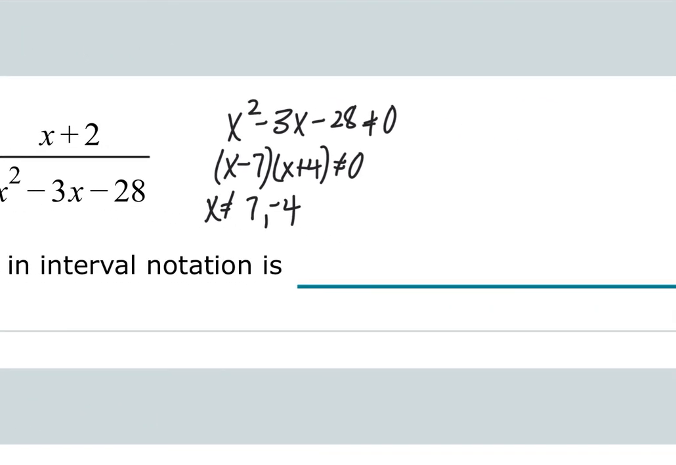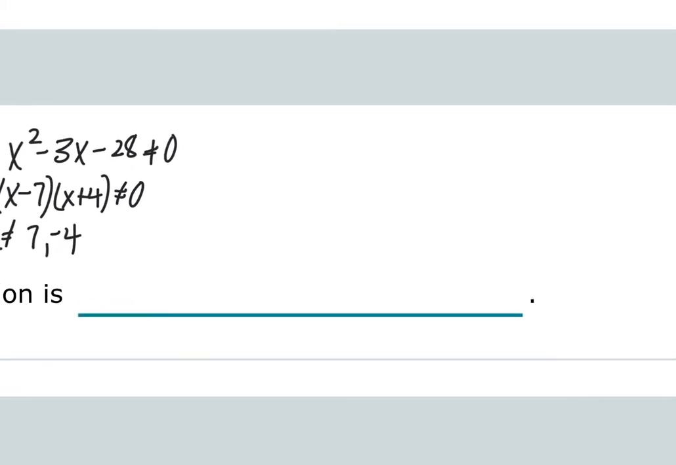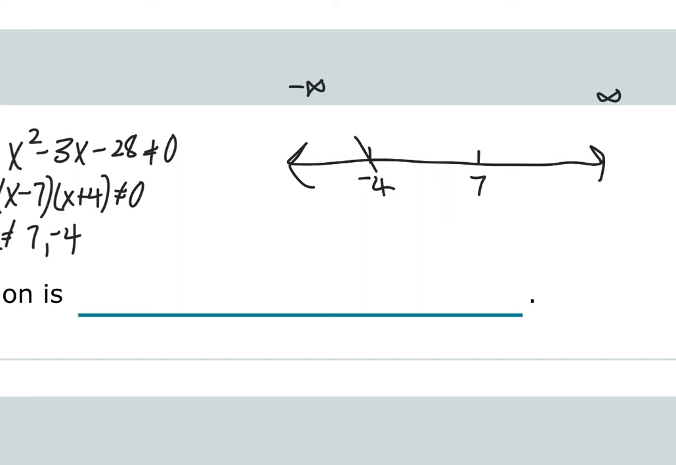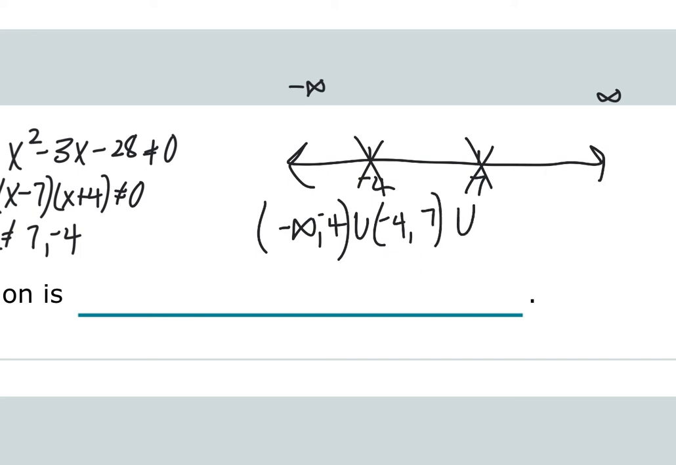So that's the answer, but that's not the way we type it in. We want to type it in as an interval. So how do you get the interval? Well, think about it as being on a number line. Here's negative 4. Here is 7. The answer isn't from negative infinity to infinity, because that would mean x could be anything. But x cannot be negative 4, and x cannot be 7. So x can be from negative infinity to negative 4, and then pick back up on the other side of negative 4 and go to 7, and then pick back up on the other side of 7 and go to infinity.